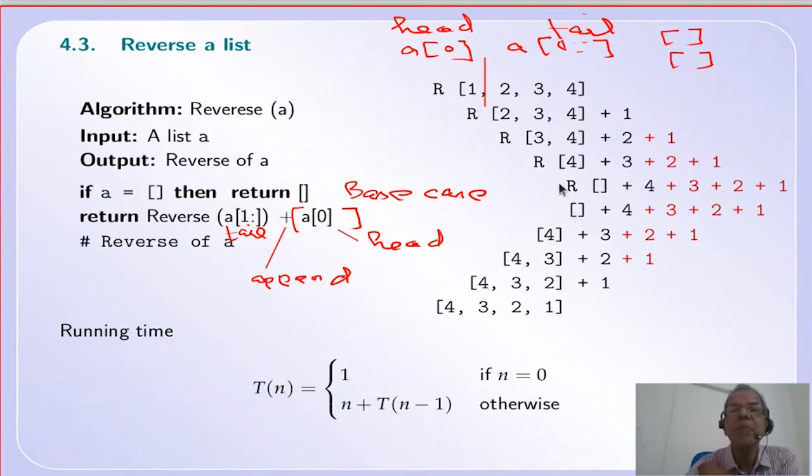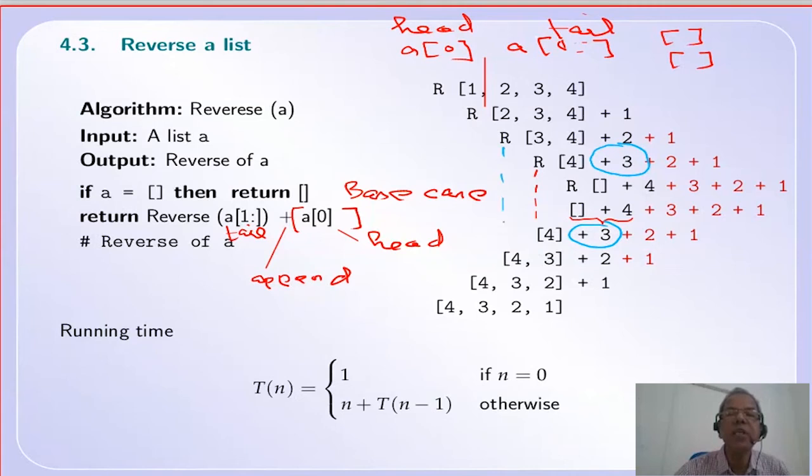Now is the time to do the pending operation. What is the pending operation here? The result of reverse of 4, append 3. Therefore, it is the empty list appended to 4. Empty list is the result; append 4, we get a list consisting of 4. And here this is the pending operation. Now do the pending operation. The result of list 4, append 3 will be 4, 3. So 4, 3 will be returned here.